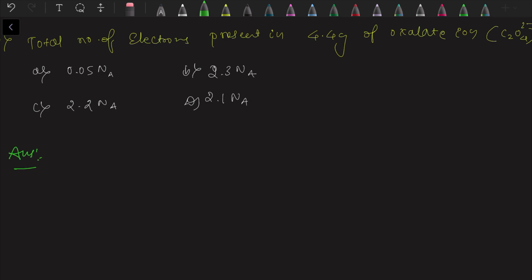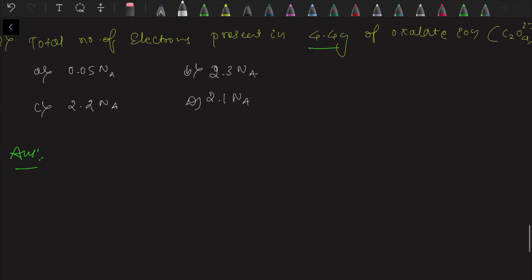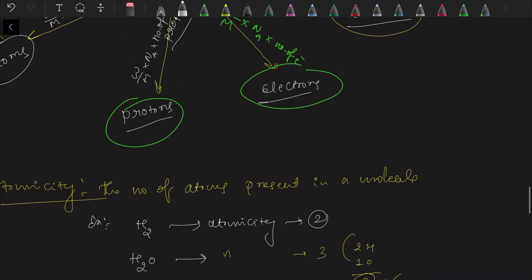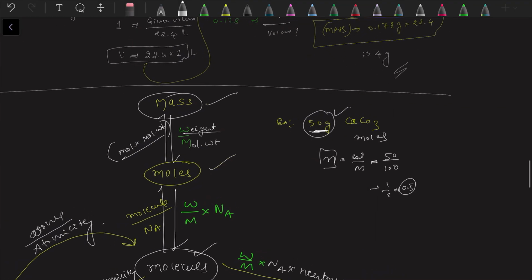So the given mass is there and number of electrons they are asking. We know the simple formula: weight by molecular weight, Avogadro number into number of electrons. You will get moles. They are asking number of electrons. Number of moles you find in terms of number of electrons. So first they gave weight. Go with the formula. Weight is given, converted to moles. How?